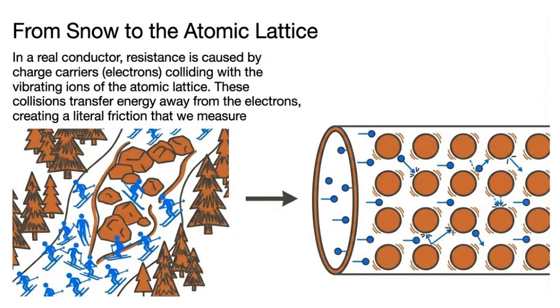In a real conductor, resistance happens because electrons, which carry charge, bump into the vibrating ions that make up the atomic structure. These collisions slow the electrons down by taking some of their energy, kind of like friction. This energy loss is what we measure as electrical resistance. To make this easier to understand, imagine electrons as skiers navigating down a slope filled with rocks and trees. Just like skiers get slowed by obstacles on the path, electrons get slowed when they collide with the atoms in the material. This interaction at the atomic level creates the resistance we observe in conductors.